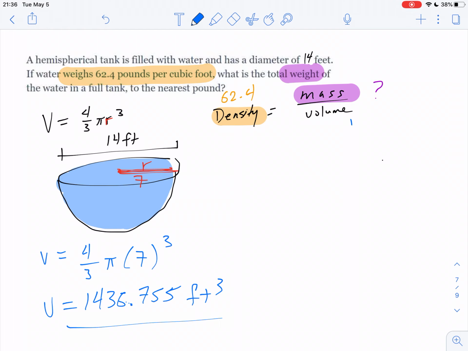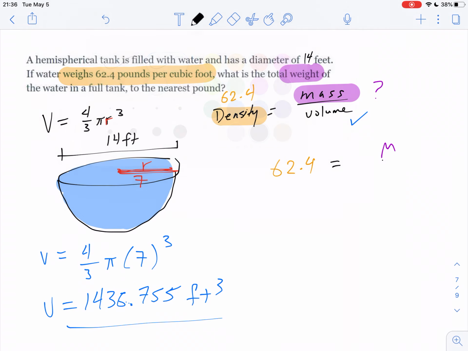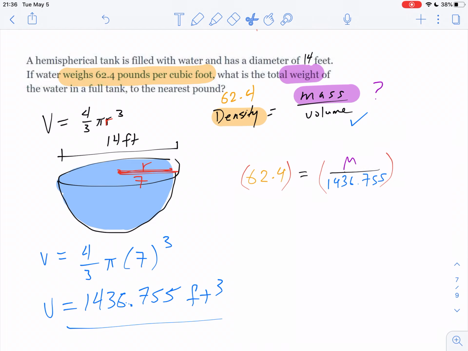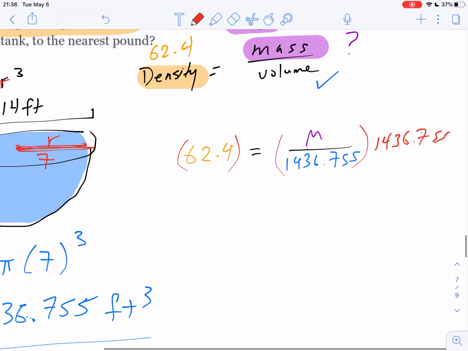Okay, so now we know this number as well. So let's plug everything in. The density is 62.4. The mass is what our desired quantity is. Don't know that. But we do know that the volume, thanks to a little bit of calculation, is 1436.755. So to solve for mass, one simply needs to multiply both sides by 1436. And as usual, I did not plan my real estate out properly on the page. Well, someday I'll learn. So multiply by this number on both sides.